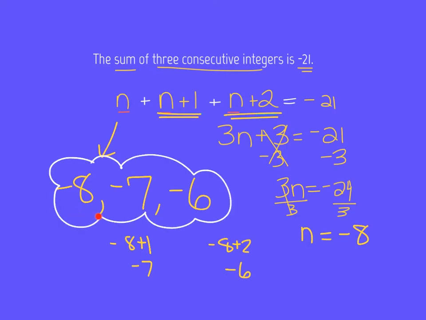Are these three numbers consecutive? Do they go in order? Do they go from smallest to biggest? Well, yeah, they do. They're negative. So as we go to the right here, we're actually getting closer to 0. Negative 8, negative 7, and negative 6 are three consecutive integers.